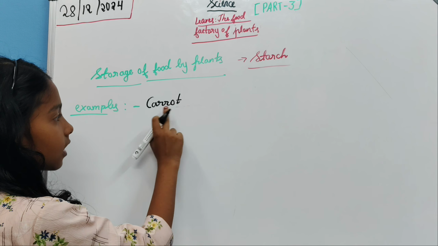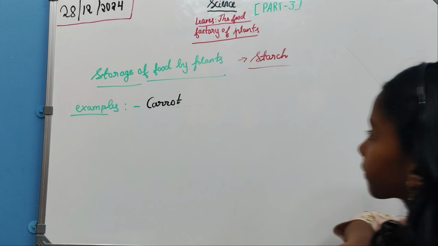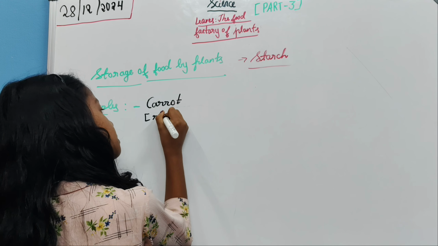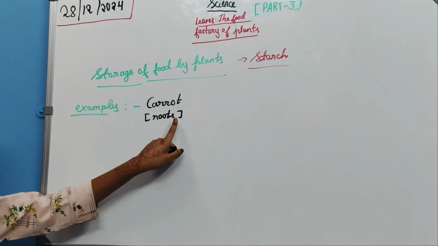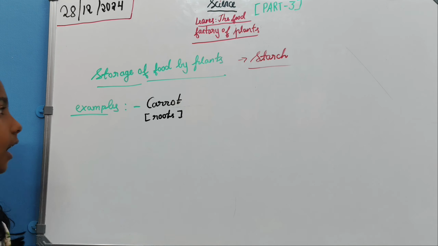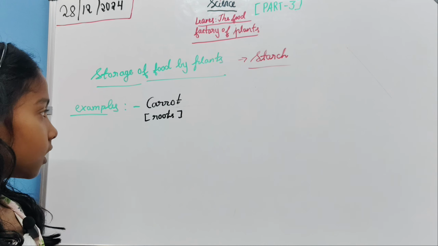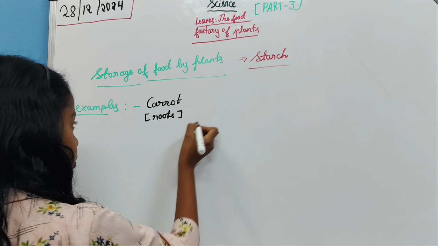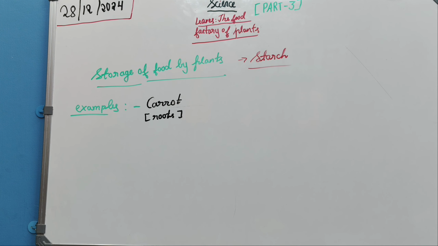This carrot stores the food in the roots. Okay, carrots store the food in the roots like this. See, carrot roots are there. It stores the food in the form of starch in the roots. This was the first example.